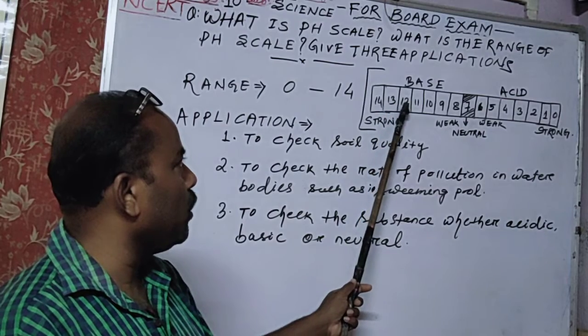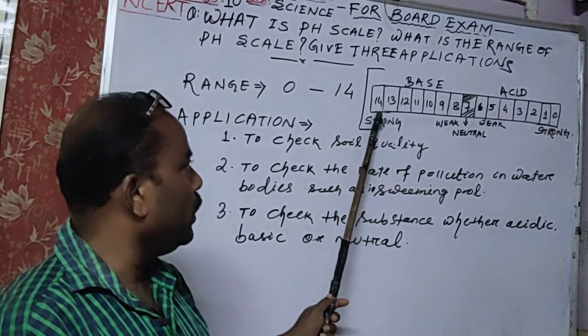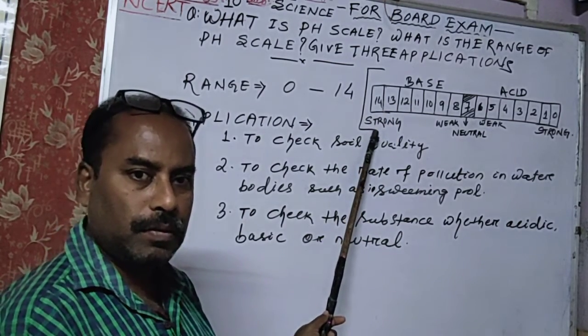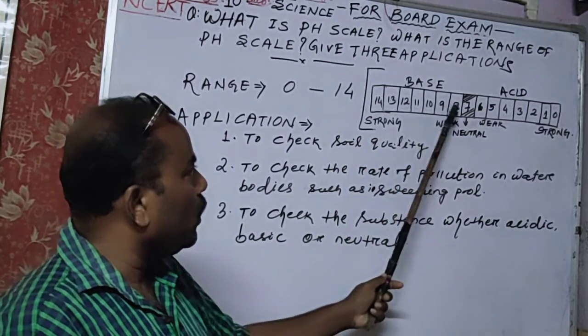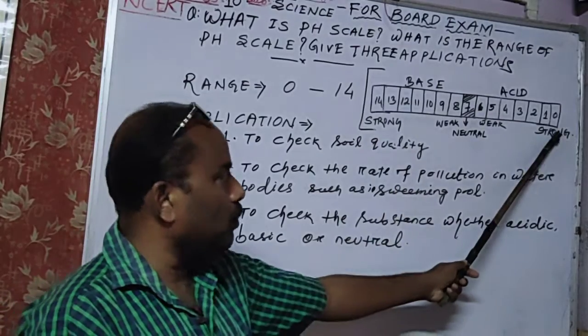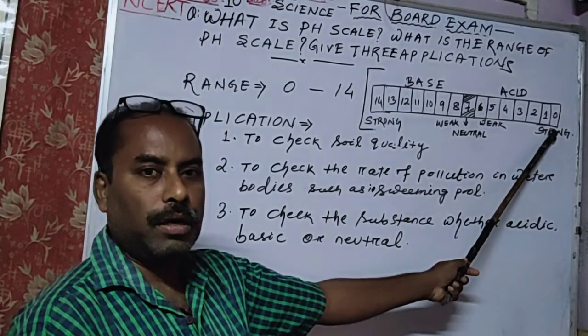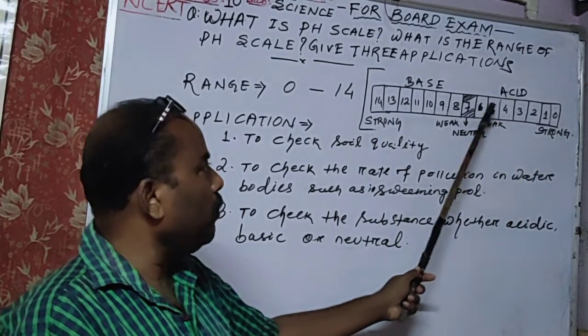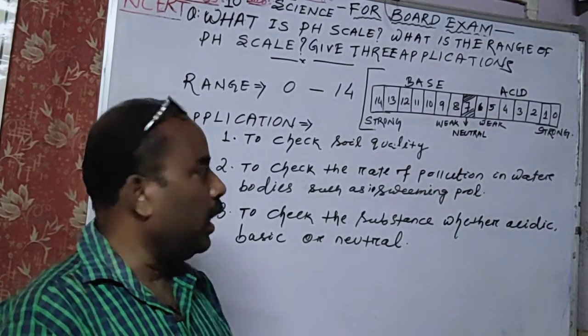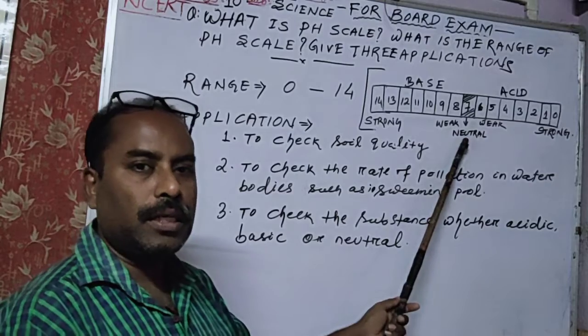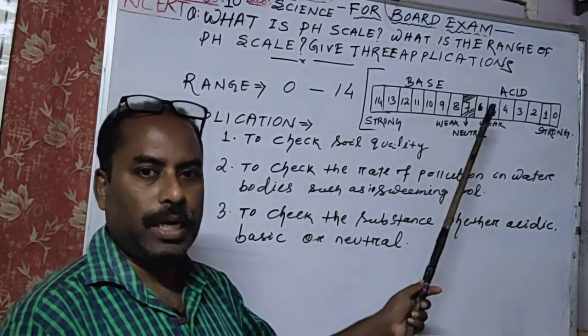And if the pH comes 12, 13, 14 like that, then it is known as the strong base, because concentration is more. So if the extreme value comes, then that is coming under the strong category. And if it is coming near about 7, then that is called the weak. And if it is 7 exactly, that is called the neutral. So this is the range.